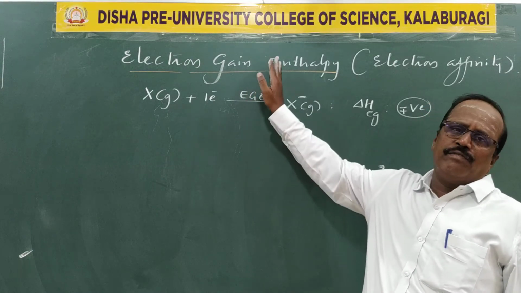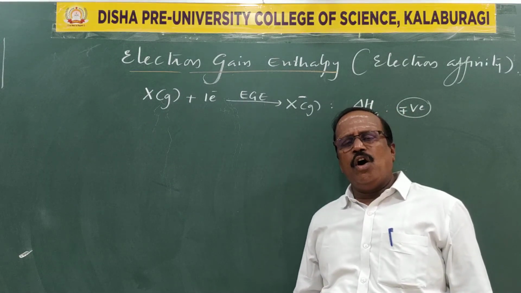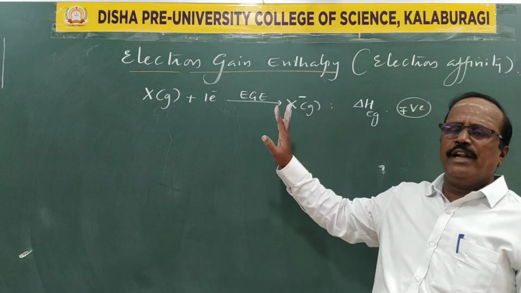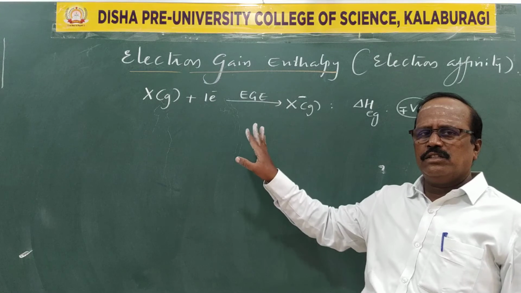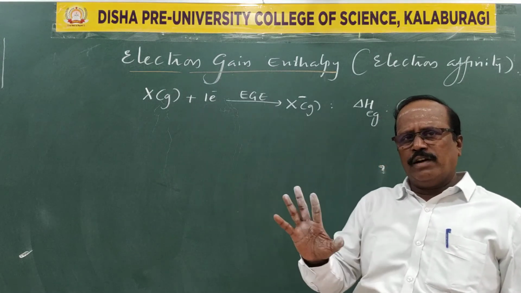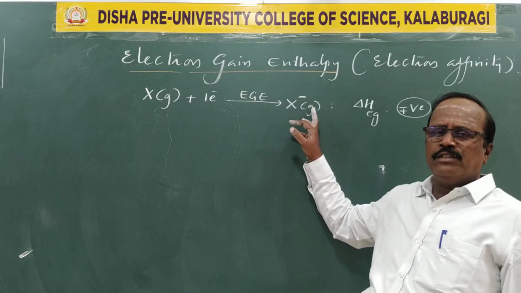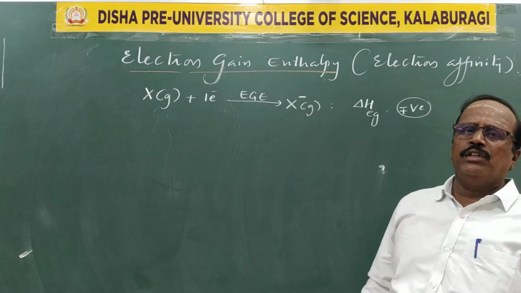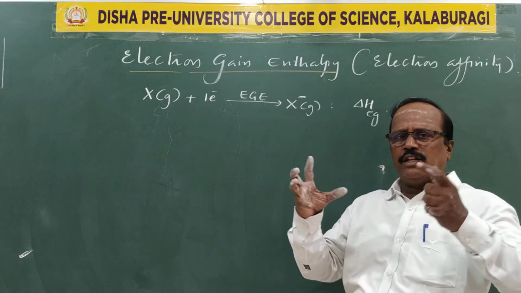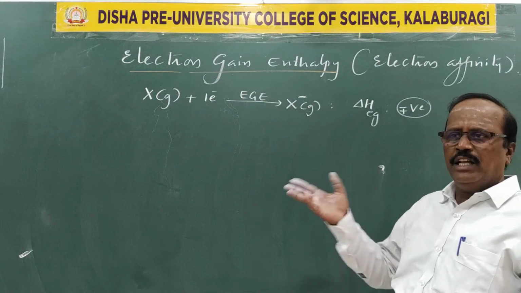Once again, it is defined as the amount of energy released when an electron is added to an isolated neutral gaseous non-metal atom. Example: X gas, a non-metal atom. We give one electron, and it becomes X minus. There is a repulsion between the outer shell electrons and the incoming electron. Because of the repulsion, energy is released. That energy is called electron gain enthalpy.